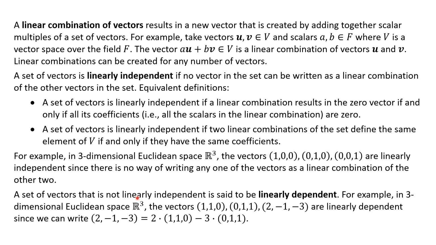A set of vectors that is not linearly independent is said to be linearly dependent. And I have an example here again from R3. If we take these three vectors here, notice that this one here, (2, -1, 3), is 2 times this vector minus 3 times this one. We can check component by component. 2, then 0 here, so you get 2. Then 2 minus 3 gives you a minus 1. 2 times 0 minus 3, so that checks out.